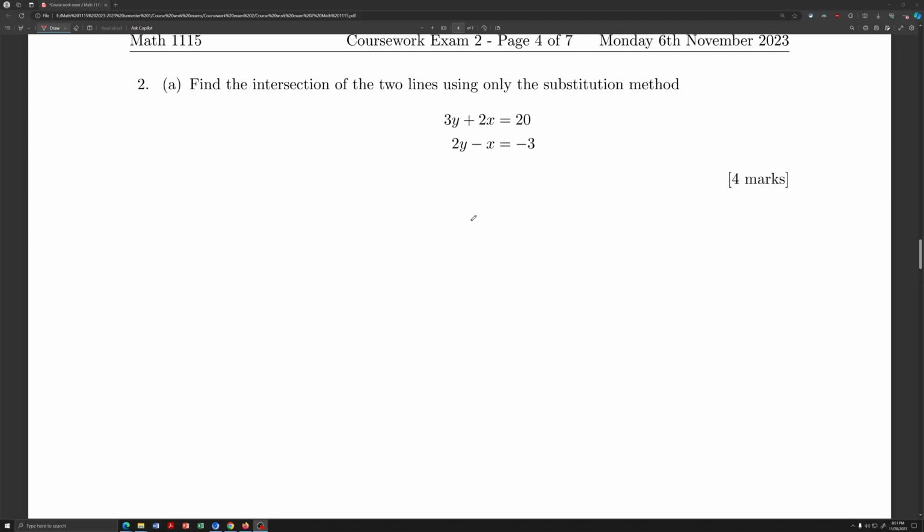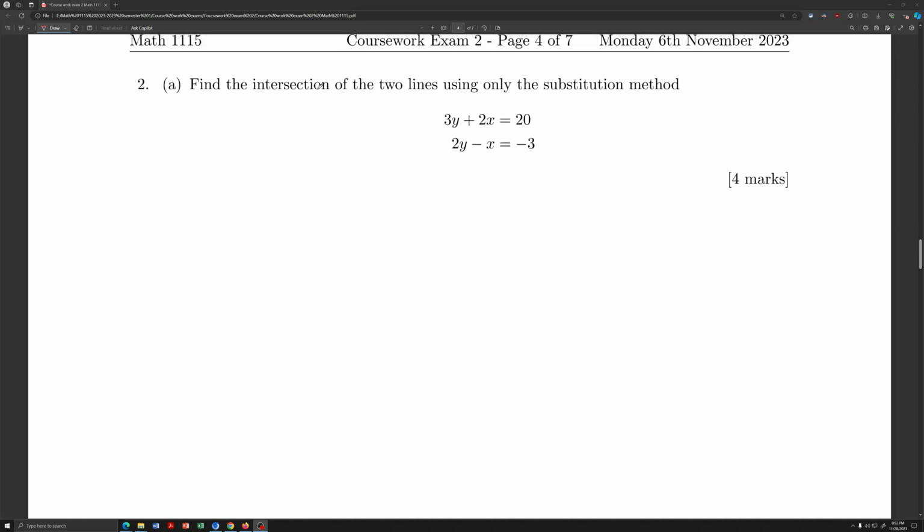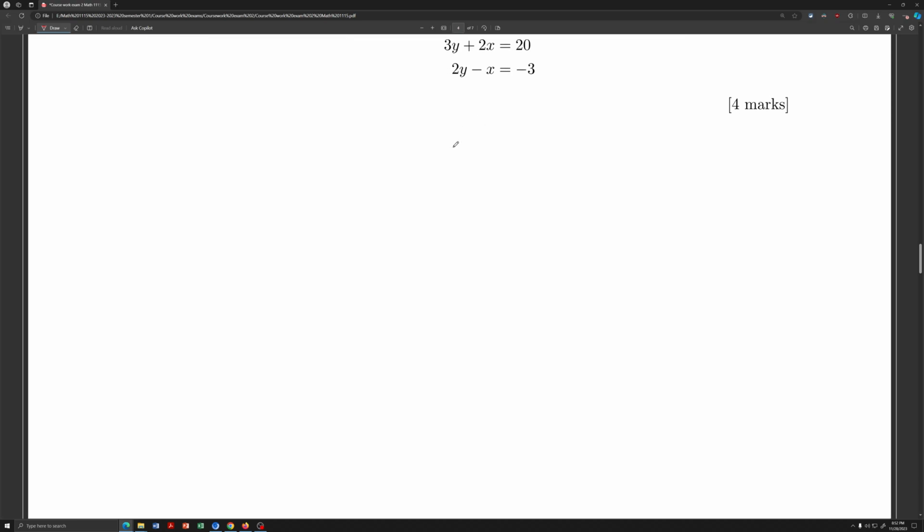Now we're going to move on to the structured questions. So it says find the intersection of the two lines using only, okay, they specified for us, only using the substitution method. And we have two equations here. Okay, so let's label my equations first. So this is 1 and this is 2. Okay, so you can choose any one that you like. I'm going to go ahead and choose equation number 2. You can choose 1 if you like.